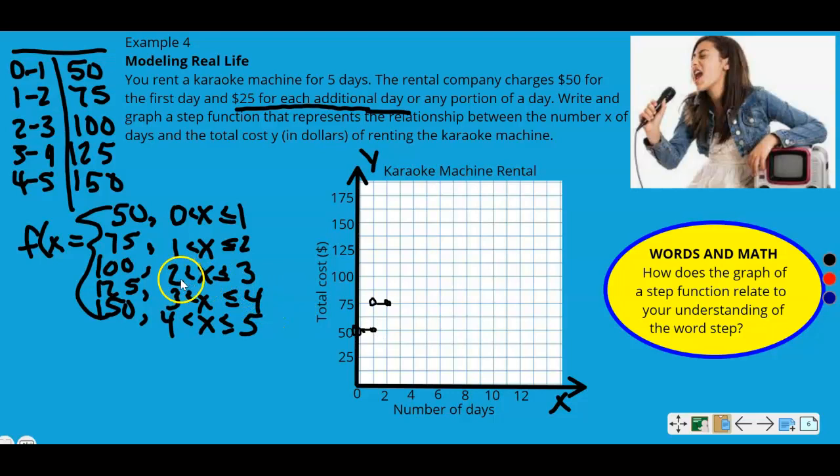All right, now day 2 to 3 is going to be $100, so make sure I jump up to 100 this time. At $100, it's going to be open at day 2 and closed at day 3. And then from days 3 to 4, it's going to be at 125. It's going to be open at 125 and closed at day 4.